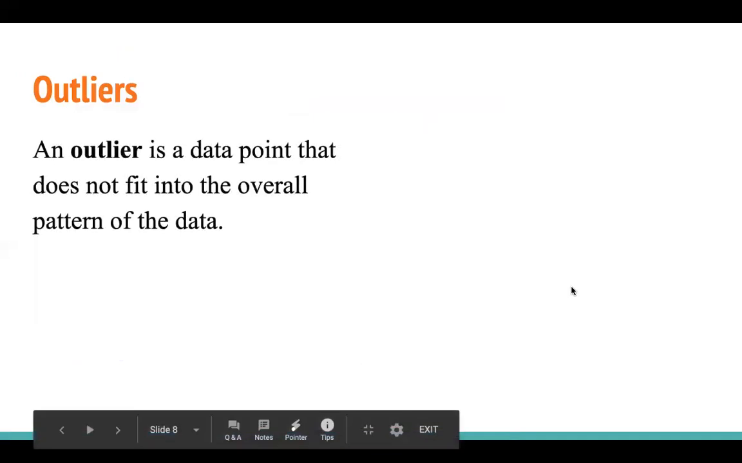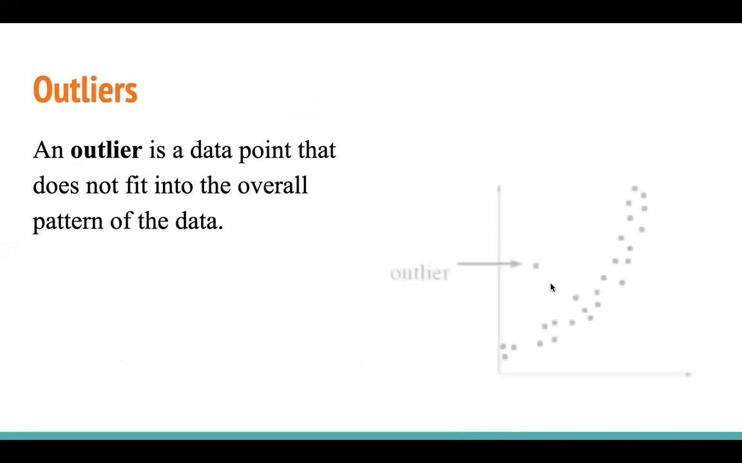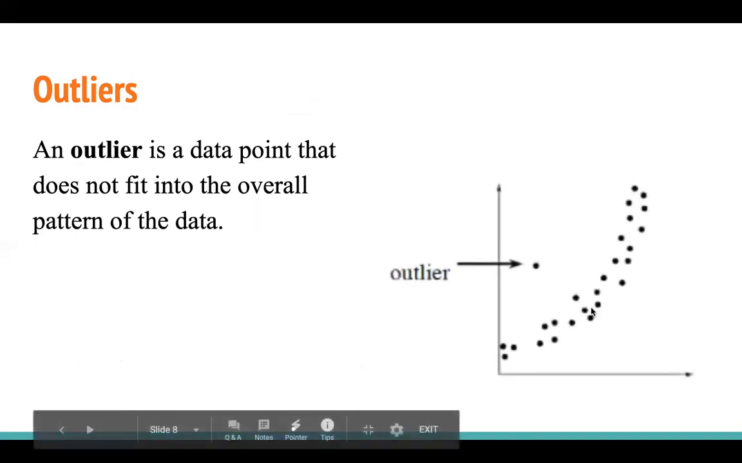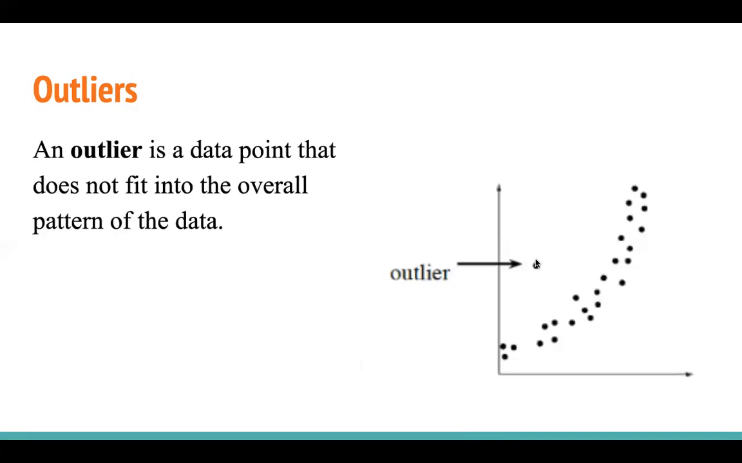For outliers, an outlier is a data point that does not fit the overall pattern of the data. So like here, if I have this curve and then an outlier over here that's not following the pattern. All right, so this is just a quick intro. We're going to start looking at these occasionally in homeworks, and then in a later chapter, we're going to talk about this topic more in depth.